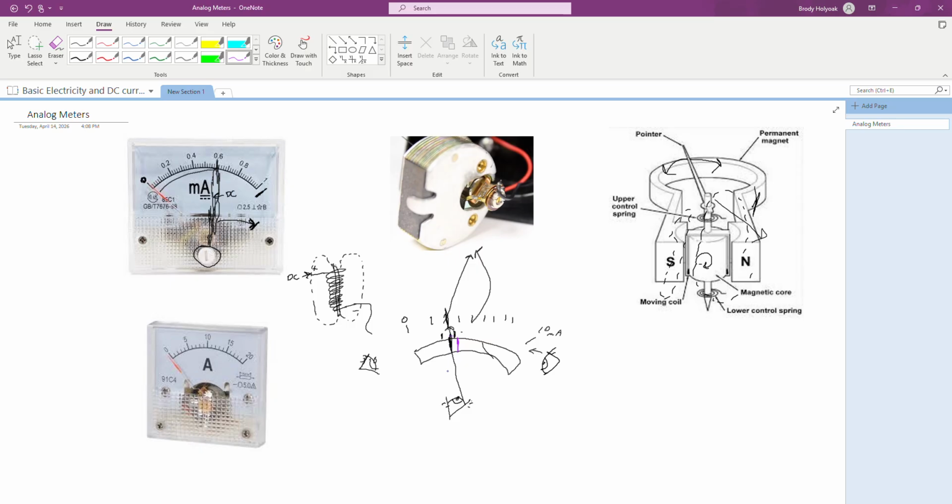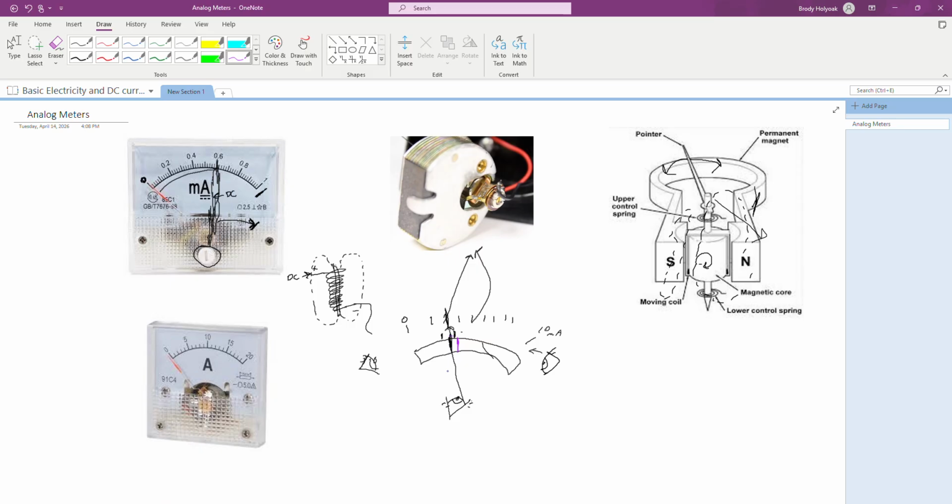Now, all analog meters are going to be measuring current. That's just how they're controlled. They're controlled by the current. The current creates the magnetic field. The size of the magnetic field determines how far displaced that pointer gets. So every single analog meter is registering and using current.